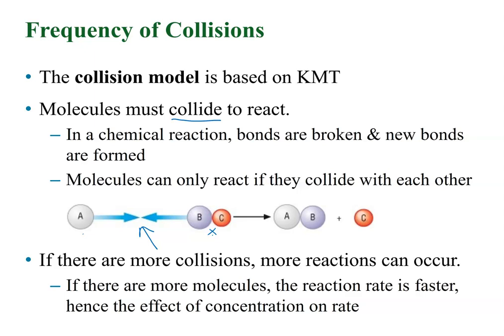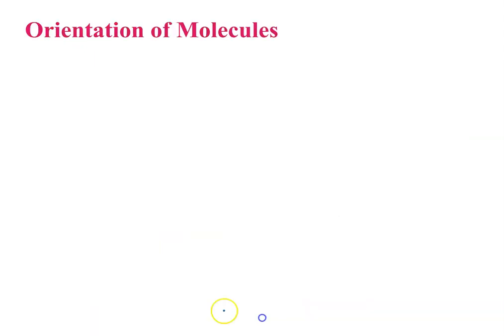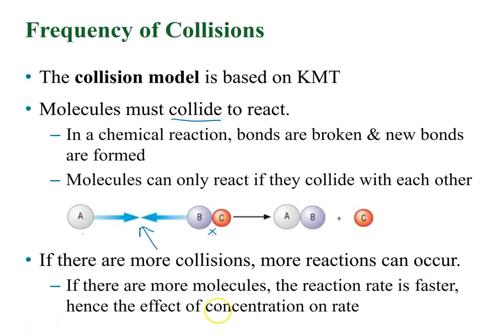And so if there are more collisions, then more reactions can occur, and this is why we say that increasing the concentration will increase the rate in general. Of course, we know there's zero order, where the rate is independent of concentration. But in general, the more the collisions, the more the reactions can occur.